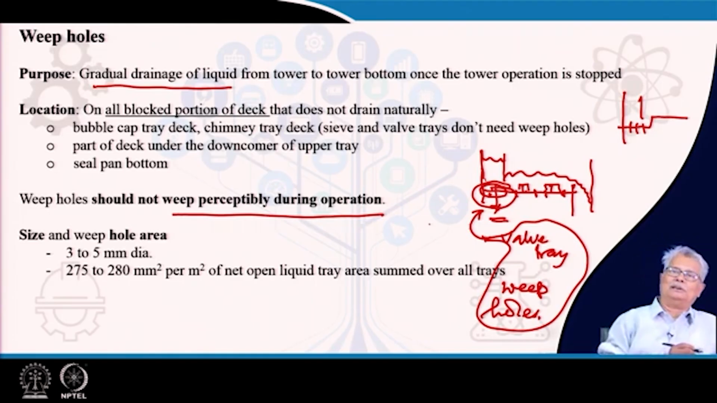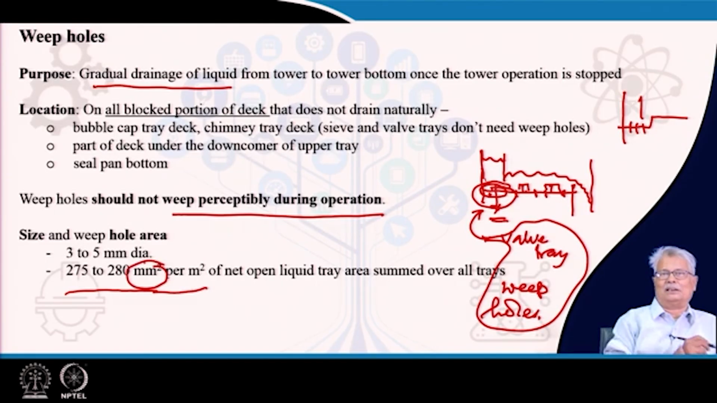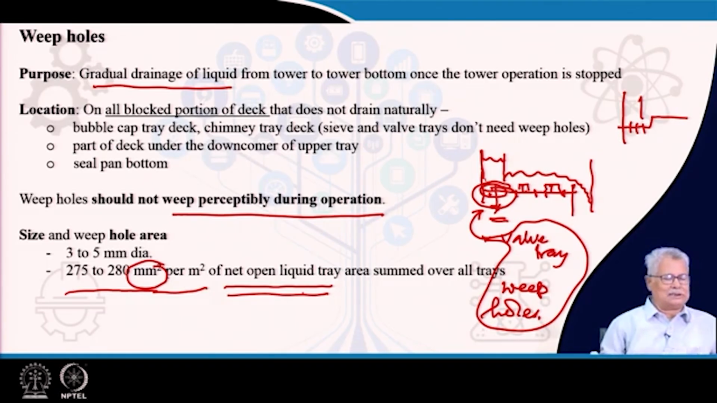Typical weep hole sizes are 3 to 5 millimeter, which could be punched in most cases and drilled in some very rare cases. The typical area provided for weeping per meter square of tray is 275 to 280 millimeter square per meter square. You note the unit here, it is millimeter square per meter square of net open liquid area. Now, the question is, why net open liquid area? Net open liquid area means wherever you have a liquid level. So, this includes for your tray the downcomer area also, and it is to be summed up over all trays. So, anywhere you have a liquid level and its surface area has to be summed up in meter square, and you provide 275 to 280 millimeter square of weeping area per meter square of the area that you have just now determined.